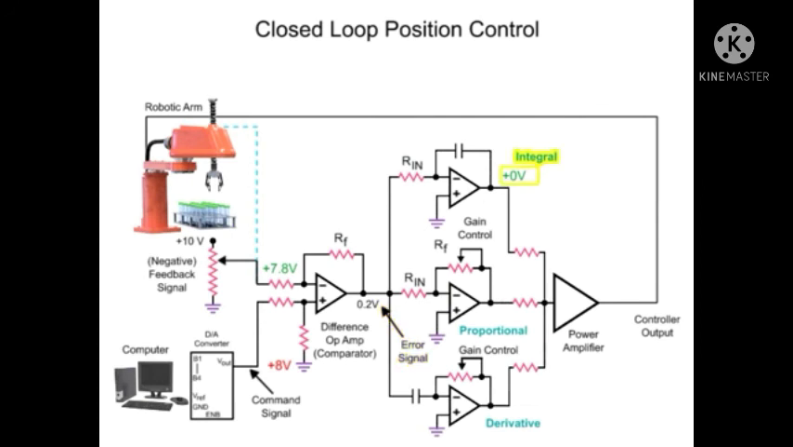The output of the integral amplifier increases and is further amplified by the power amp to overcome the friction and mass of the robotic arm and completes the final move to the desired position. The feedback signal is now equal to the command signal. Output voltages of the amplifiers are 0 and the robotic arm motor stops turning.